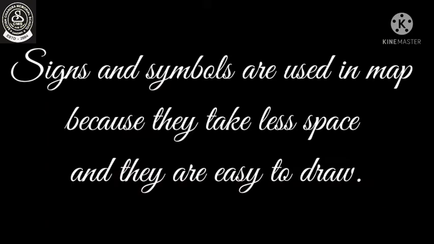Alright, students? Various signs and symbols are used in a map. Why are they used in a map? Because they take less space. When you draw a big picture, it will take much space, and signs and symbols take less space, and they are very easy to draw. Now let's see some of the basic symbols and signs that we use in our maps.